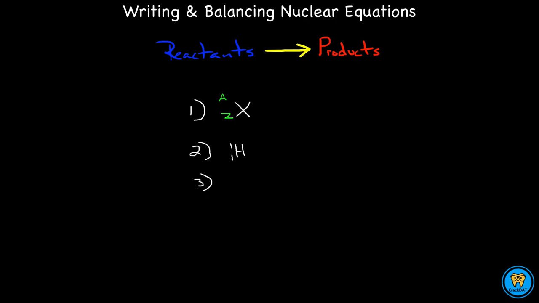Number 3, a free neutron is assigned a 0 for an atomic number because it doesn't have a charge. The mass number is 1, and the full notation for a neutron is written like this.